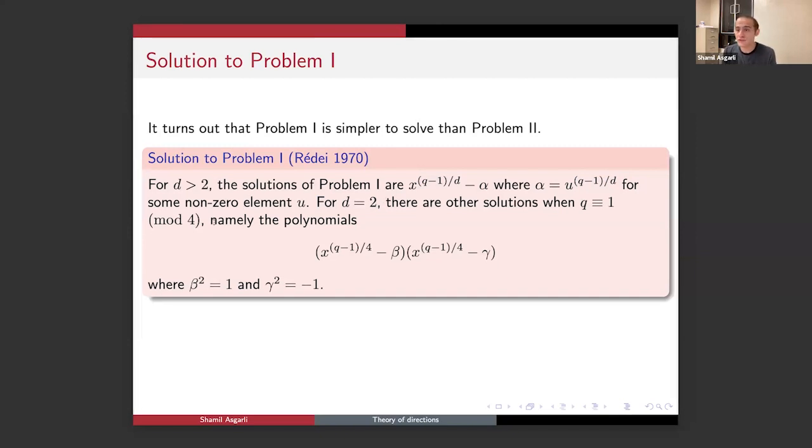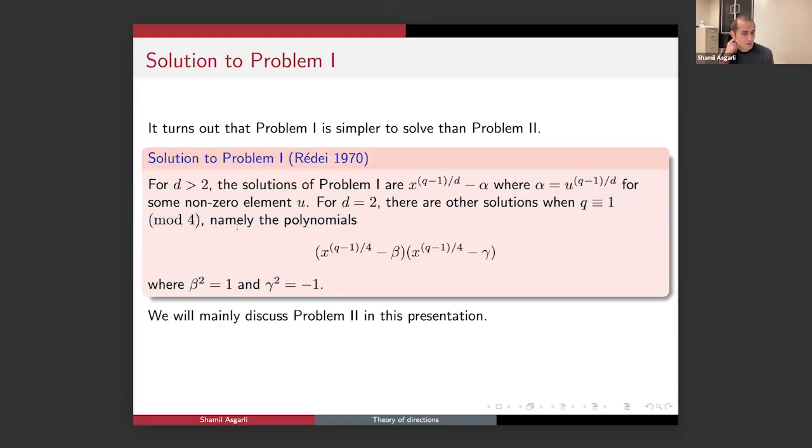And what are those extra solutions? There are solutions that don't look like this. Well, they look pretty similar. They look like a product of these two binomials, where b squared is 1 and gamma squared is minus 1. Now, gamma squared equals minus 1 has a solution in the field because we're assuming that q is equal to 1 mod 4.